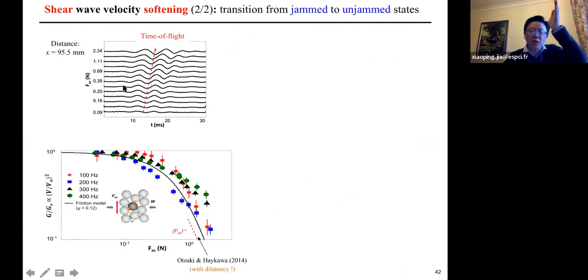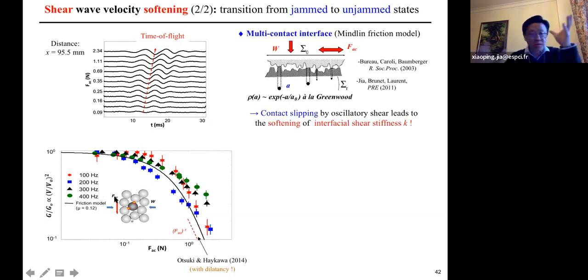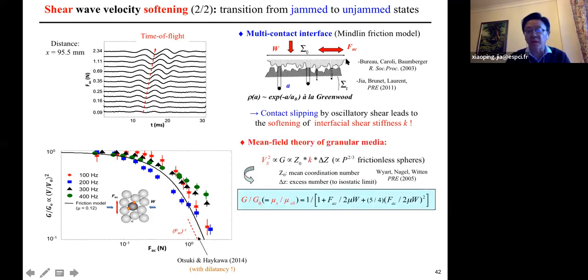So what we have shown is that if you now increase the shear oscillation, the shaking, we observe the time of flight of these shear waves from the shear plate source increases as a function of the shear amplitude, which corresponds to a decrease of the shear modulus, again without any apparent, visible motion of the particles. This result could be understood by the friction model for multiple contacts developed by Gaudi and Bombergier, in which slipping at the level of the asperity can lead to softening of the interfacial shear stiffness.